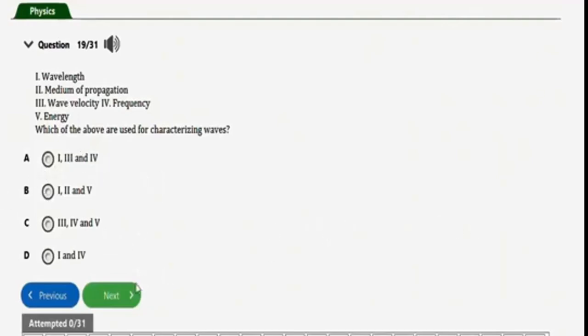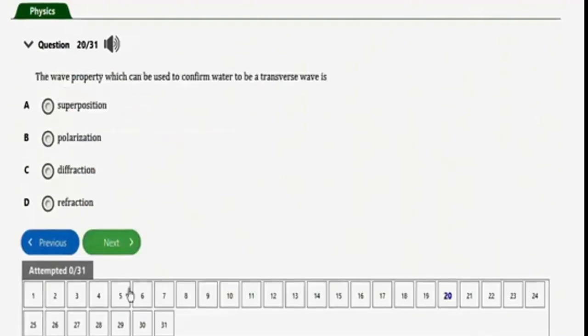Let's go to the next one, which is this question. It says the wave property which can be used to confirm water to be a transverse wave is, so I think we have answered this question before. The correct option here is option B. So the next repeated question will be this one.